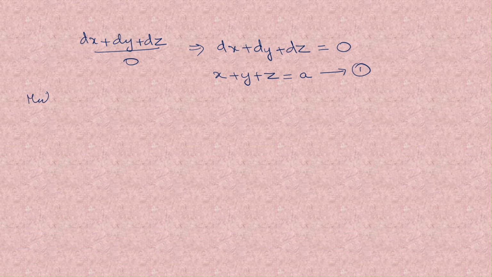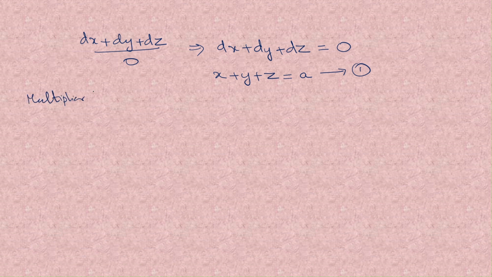Since it is in ratio form, the numerator is proportional to the denominator, which means the numerator is equal to 0 times the multiplier of the denominator. So we can consider dx plus dy plus dz is equal to 0. Since this is equal to 0, we can easily integrate it. On integration, we get x plus y plus z is equal to some constant a. Mark it as solution 1. Similarly, we have to find another solution.